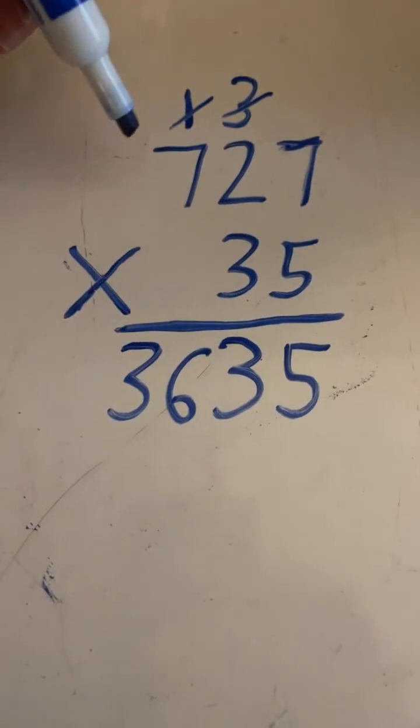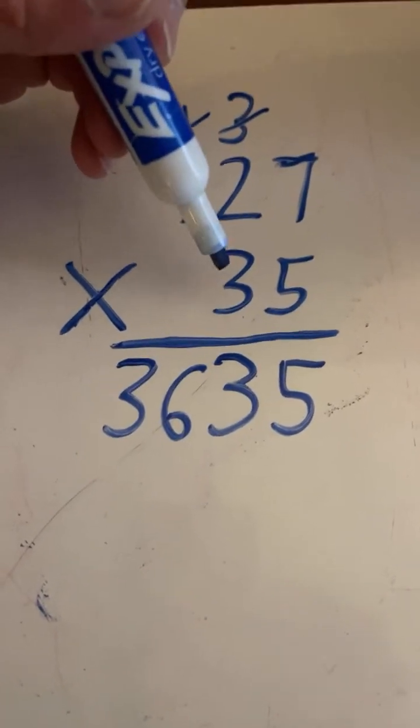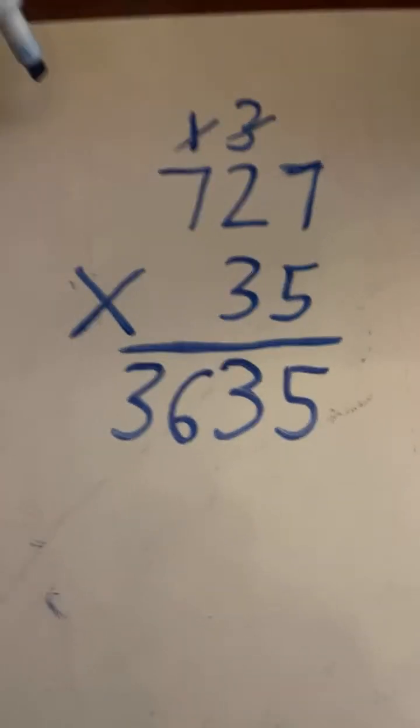All right, so now we're going to multiply the top 3 digits times the bottom digit in the tens place.